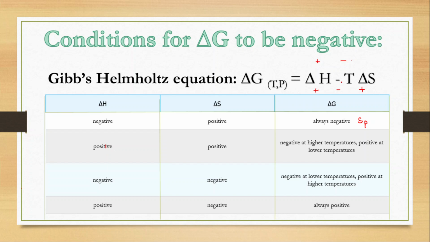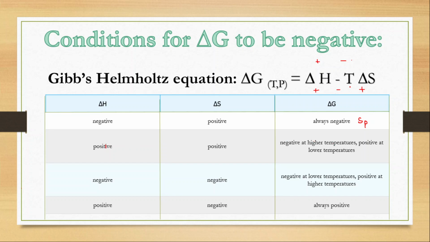Clear? So we have two parts to decide delta G to be negative. One is delta H and another one is T delta S. So if delta H is positive, that means that it is not favorable. But T delta S, where delta S is positive, is under favorable condition. So if it is minus, negative into positive, it becomes negative. Then if delta G has to be negative, this T delta S should be greater. So negative at higher temperature.